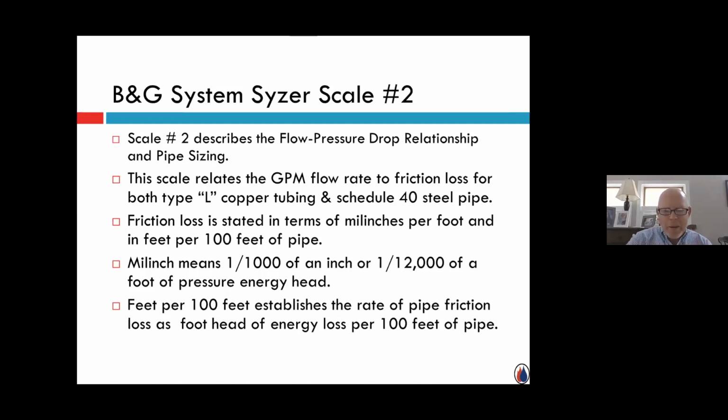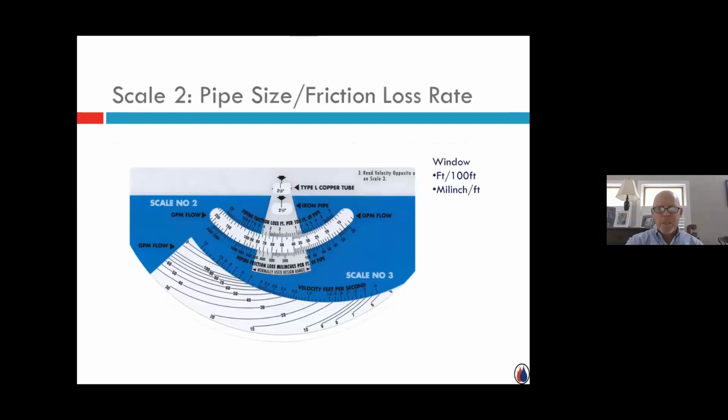But today, everything we're going to talk about, and basically everything you would typically deal with on a day-to-day basis, is going to be in feet. The way the scale is listed is feet of head loss per 100 feet. So we'll talk about it. We'll get into it. So scale 2, right down here, and the type L copper is the top window here, and then the iron pipe is the second option. This is where I'm looking for flow rate. You see it says GPM is identified.